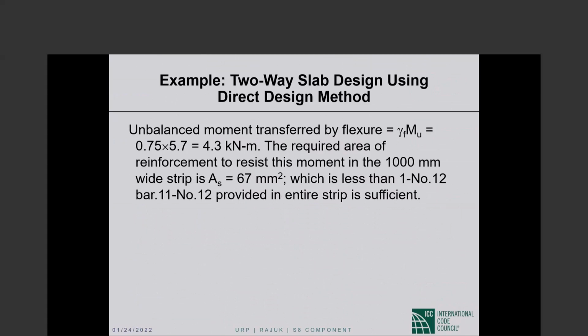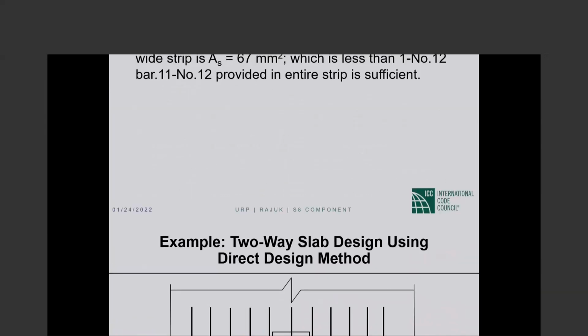The required area of reinforcement to resist this moment in a 100 millimeter wide strip is 67 square millimeters, which is less than one number 12 bar. So the 11 number 12 bars provided in the entire strip is sufficient. In other words, the unbalanced moment at the interior support section is so insignificant that we do not have to add any bars in the column strip. So the 11 number 12 that we start with, uniformly distributed, is good enough.